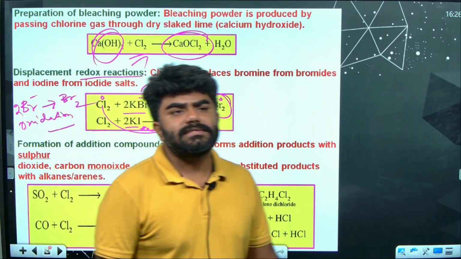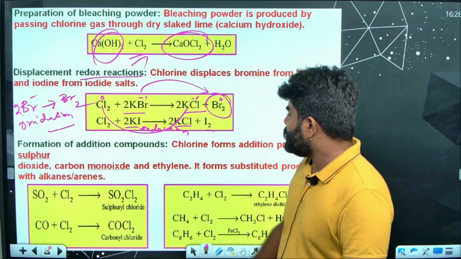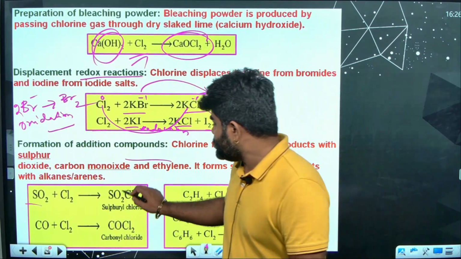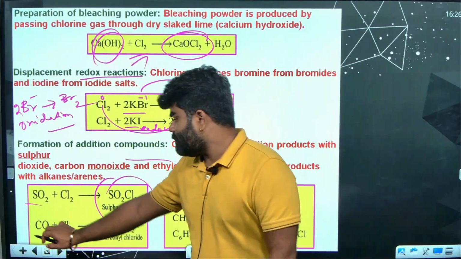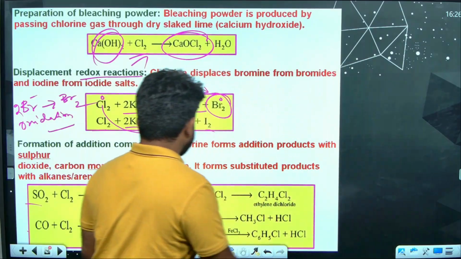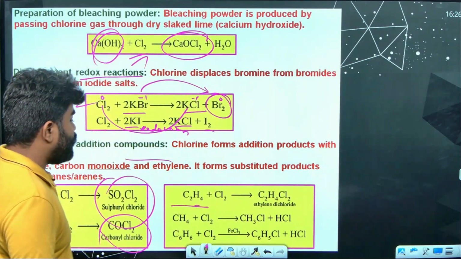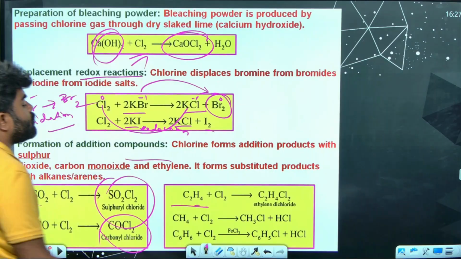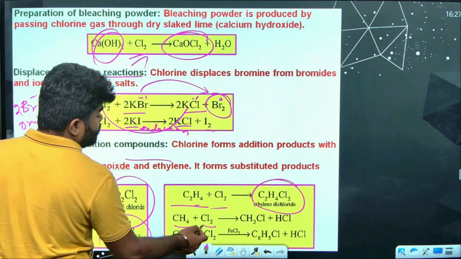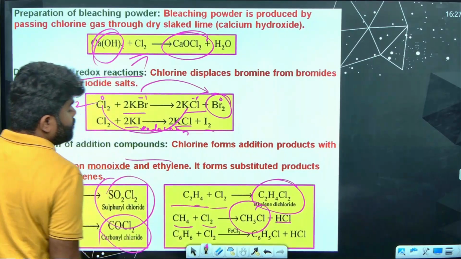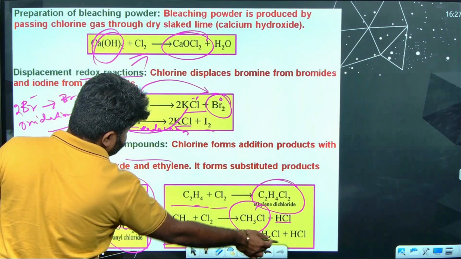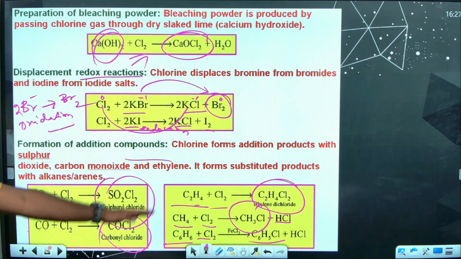Okay, next we will see the formation of addition compounds. Now when chlorine is treated with SO2, sulfur dioxide, we get sulfuryl chloride. Similarly, when treated with carbon monoxide, we get carbonyl chloride. Similarly, C2H4, ethylene or ethene, when treated with chlorine, we get ethylene dichloride. Methane treated with chlorine gives methyl chloride and HCl. Similarly, benzene treated with chlorine in presence of FeCl3 gives chlorobenzene with elimination of HCl.